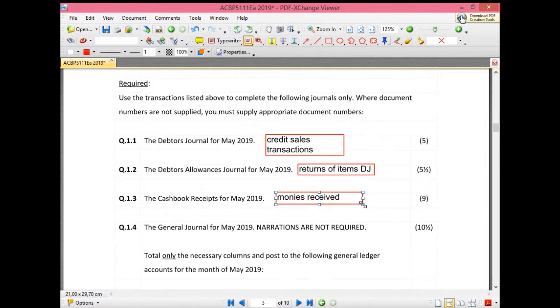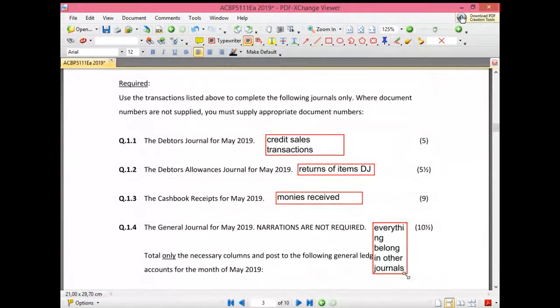Then they tell you the general journal. Now this is everything that doesn't belong in the other journals. You will see that is like 10 marks already, which means there are a few journals that would have to be captured. What is important to note in this question is that narrations are not required. So you don't have to actually do the narrations for the general journal as we normally do.